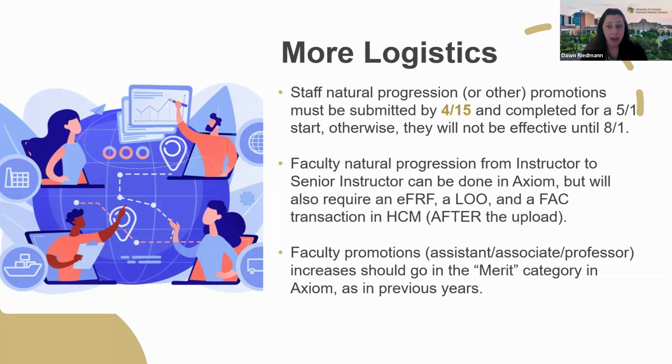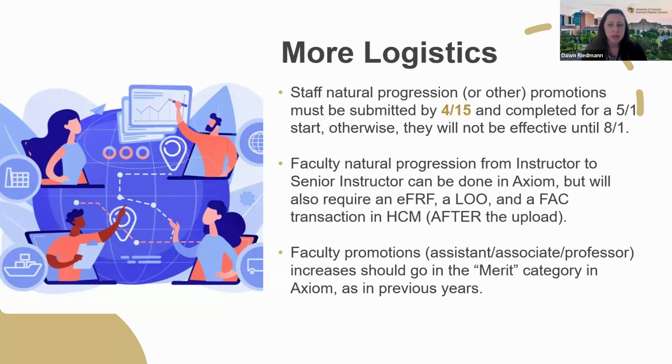For faculty natural progression, like from an instructor to a senior instructor, we can recognize that in Axiom, but you'll also have to go through the FRF process or a new letter of offer. If it's before 7-1, then we'll want to make sure that it's included in Axiom if they're eligible for an increase. So if they received a promotion but didn't receive an increase at that time, you can update it in Axiom and provide an increase. If not, everything after will have to go in after the salary upload.